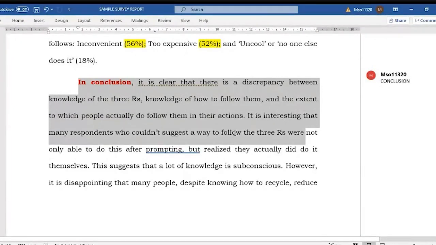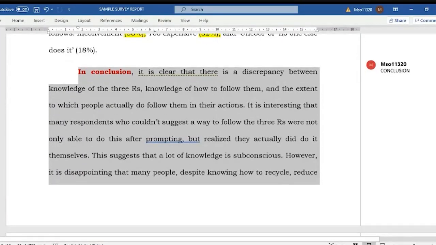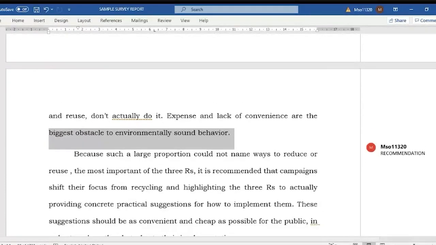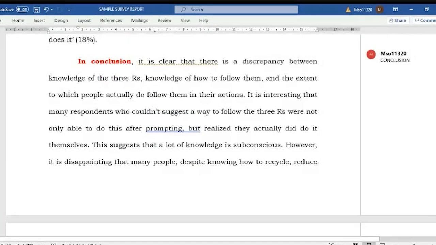It is interesting that many respondents who couldn't suggest a way to follow the three R's were able to do this after prompting, and realized they actually did do it themselves. This suggests that a lot of knowledge is subconscious. However, it is disappointing that many people, despite knowing how to recycle, reduce, and reuse, don't actually do it. Expense and lack of convenience are the biggest obstacles to environmentally sound behavior. In the conclusion, ladies and gentlemen, what are the things that you have to remember when you conclude? Always go back to your objectives.